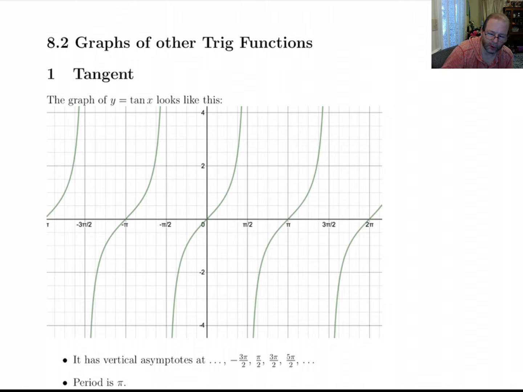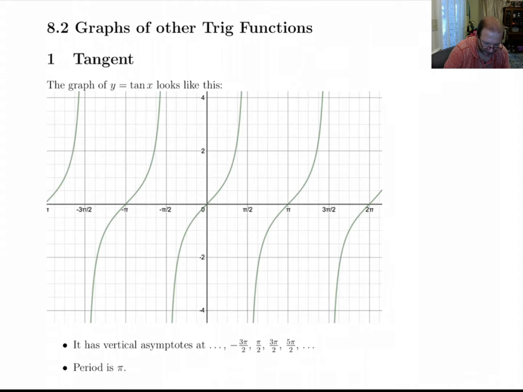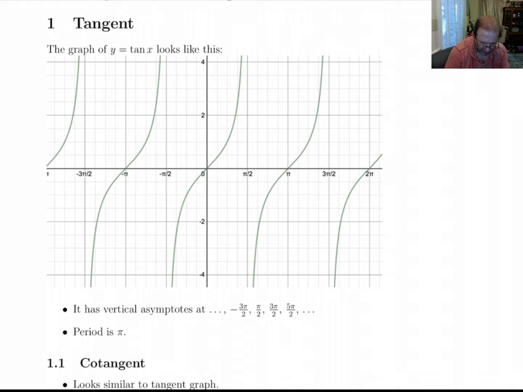So here's the important thing you should know. The graph of the tangent looks like this. Notice it's got a bunch of vertical asymptotes. I've got it written out where they are, but really they're at the odd multiples of pi over 2. So like here, pi over 2, 3 pi over 2, and so on. And the period, unlike the sine and cosine, the period of tangent is pi, not 2 pi.